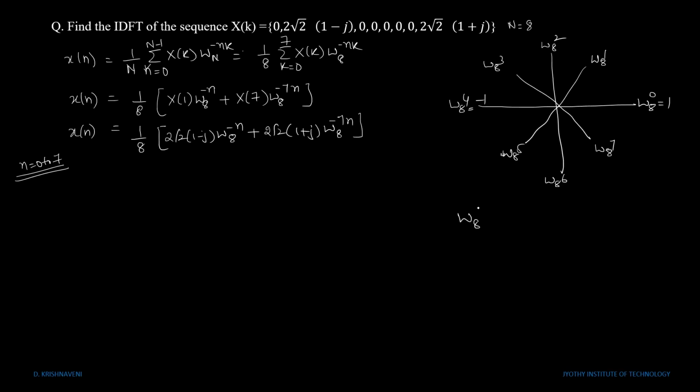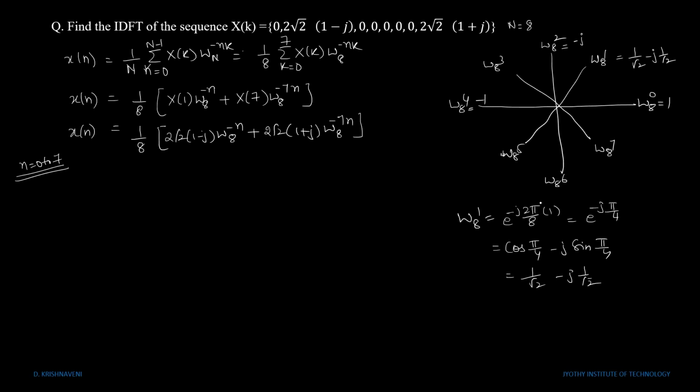One value I will show you how to calculate. W8 to the power of 1 is e to the power of minus j 2 pi by 8 into 1. This is e to the power of minus j pi by 4, which is cos pi by 4 minus j sin pi by 4, or 1 by root 2 minus j 1 by root 2. So W8 to the power of 1 is 1 by root 2 minus j 1 by root 2. W8 to the power of 2 will be equal to W4 to the power of 1, that is minus j. W8 to the power of 6 is equal to W4 to the power of 3, that is plus j.